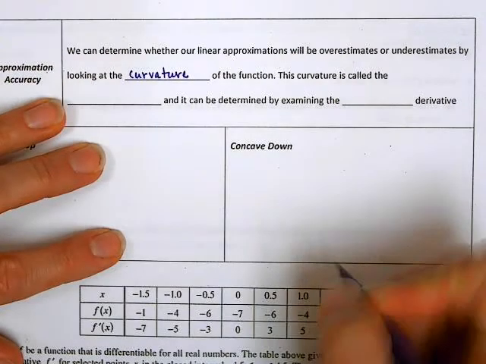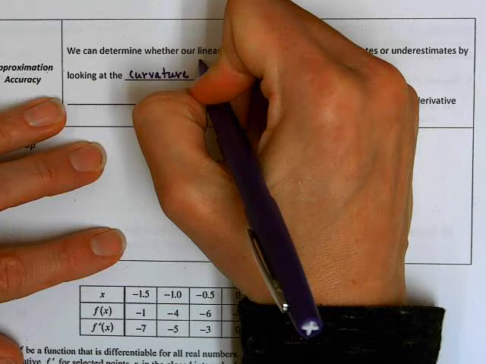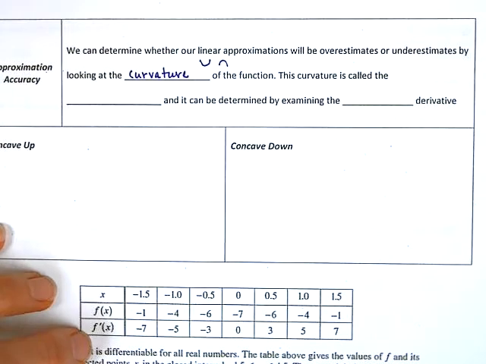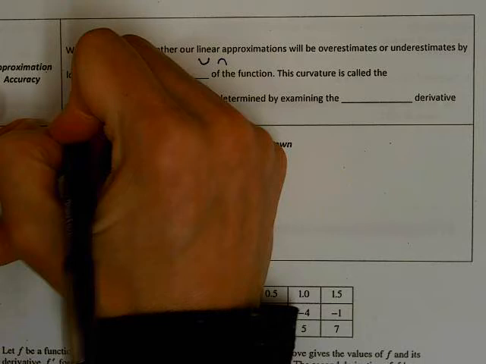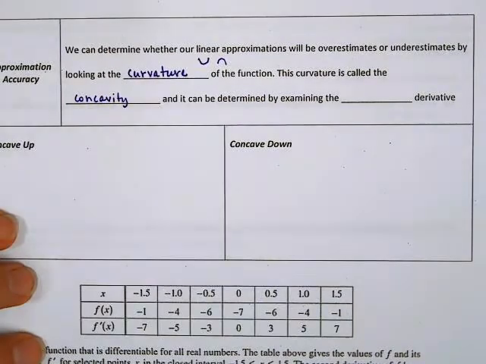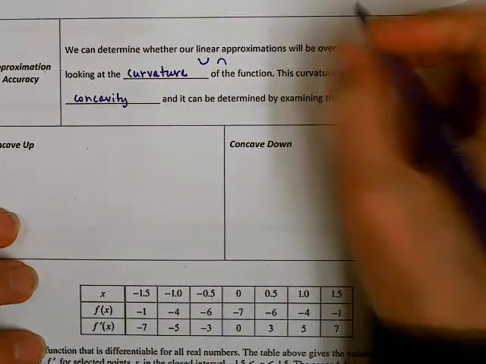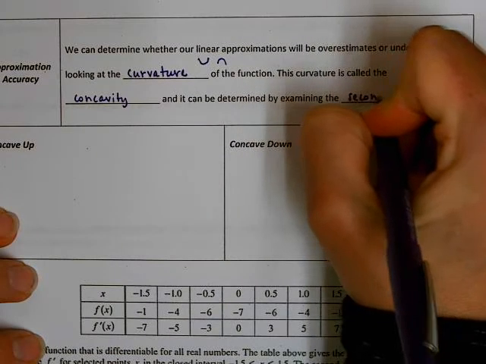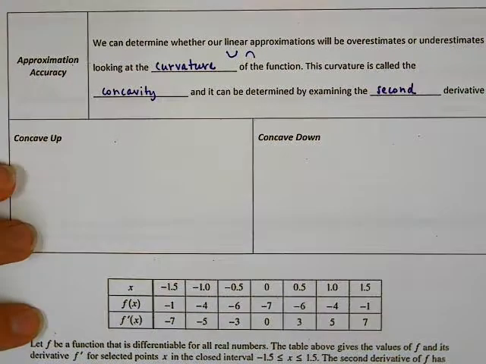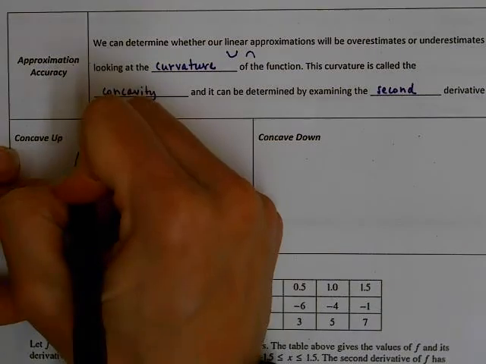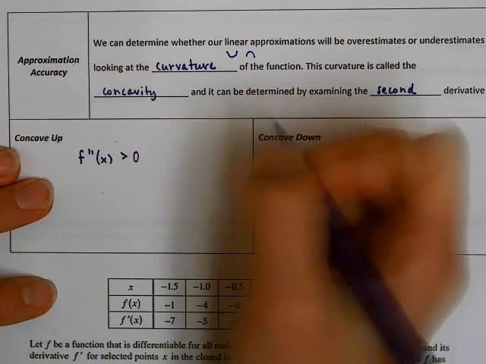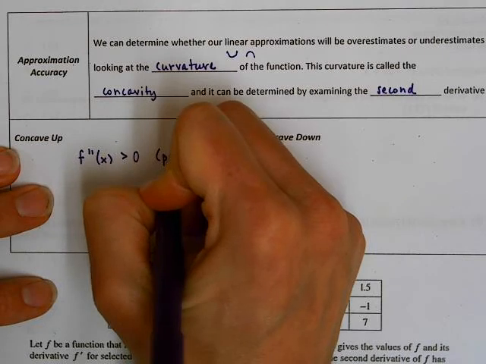And when we talk about that, we're really wondering about, are they curving up? Are they curving down? So this curvature is called the concavity. And it can be determined by examining the second derivative. Okay, so we have two things that could happen here. We could be concave up. That's when f double prime of x is greater than 0 or positive.